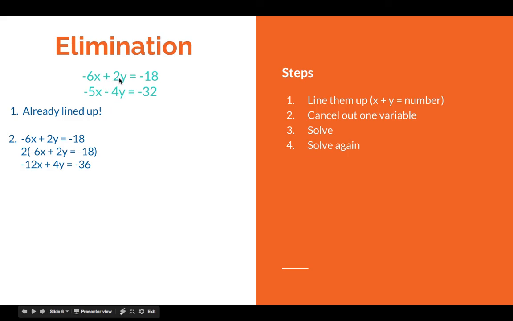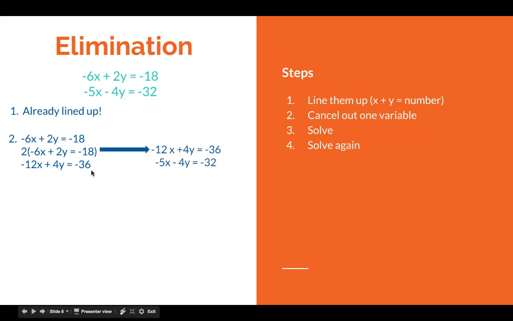So in this case, I figured that the lowest common multiple of 2y and negative 4y is 4y. Well, really 2y and 4y, but the common multiple would be 4y. So now I need to get negative 6x plus 2y is equal to negative 18 to have a 4y in it. So in order to do that, I'm going to multiply this entire equation by 2. So that's what I did. I did 2 times negative 6x, which gets you negative 12x, 2y times 2, so 4y, and negative 18 times 2 is negative 36.